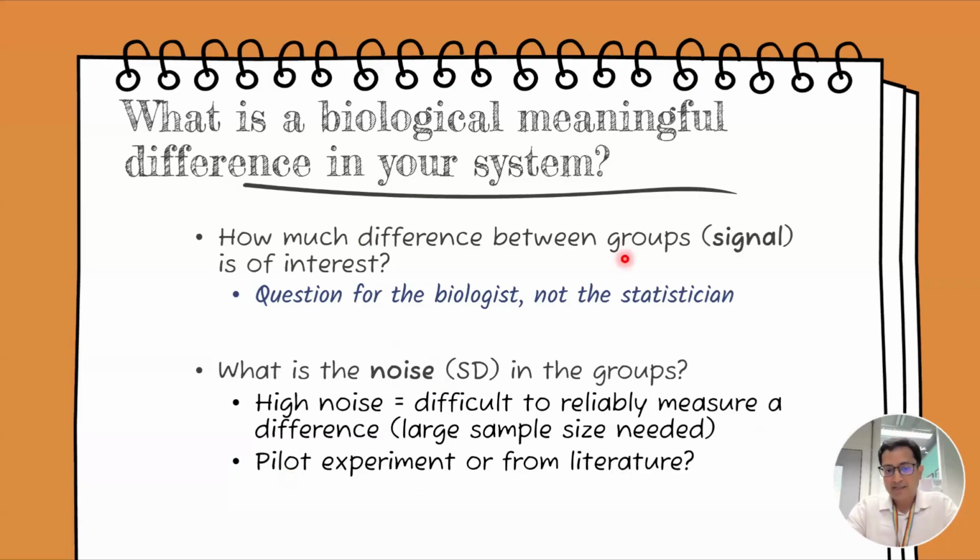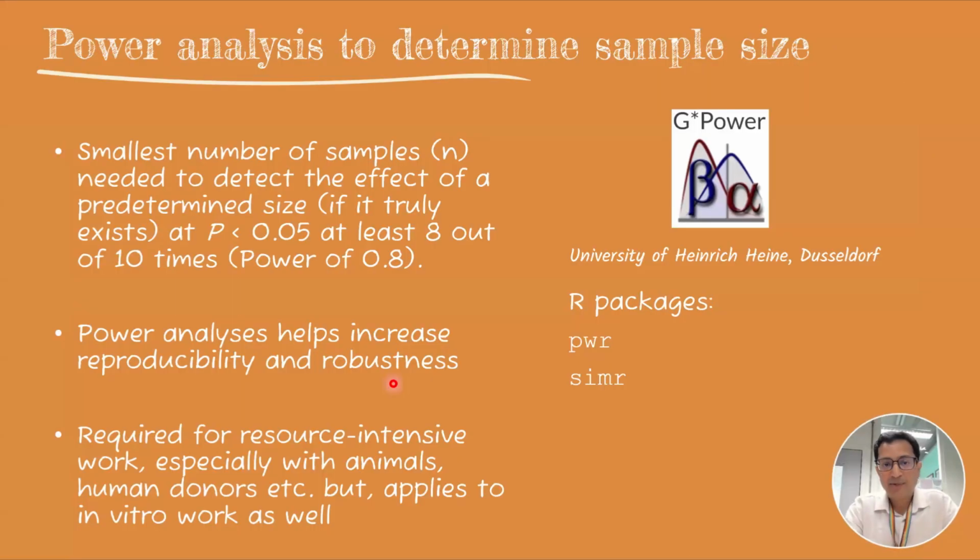And one way to look at this is you need to know the signal you're trying to measure, or the difference between the two groups, and the noise, because the signal to noise ratio is what you're trying to optimize in your experiments. And so power analysis, which sometimes people are afraid of, is the way to determine sample sizes.